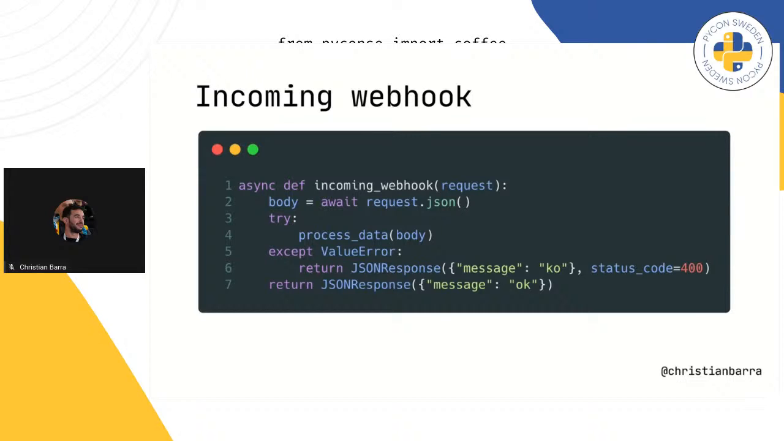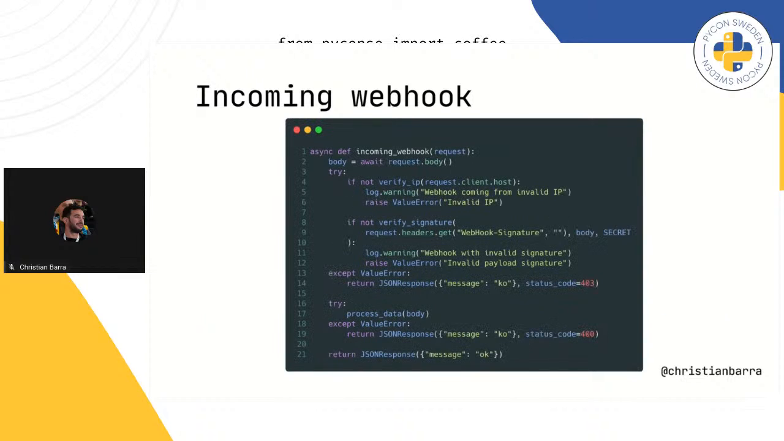So this is pretty much the simplest implementation that you can have for an incoming webhook. And there are a few things that we can really improve, and actually we should improve, especially from the security perspective. So here you can find a better implementation of an incoming webhook. So first of all, we don't try to convert the body directly to JSON, but we just read the body. And then on line 4, we verify the IP address of the request.